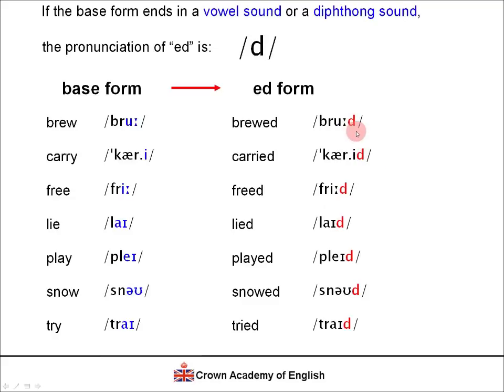It is the same syllable. Okay, we do not add an extra syllable with the ending. For example, here we have one syllable, brew, and it is still one syllable, brewed, in the ED form. Okay, so here we have in blue all the vowel and diphthong sounds. These are examples of the most common ones that you will find. And this is the pronunciation of the ED form. So we simply add the d sound to the base form.